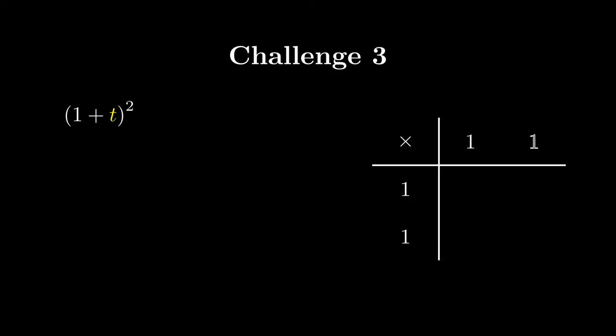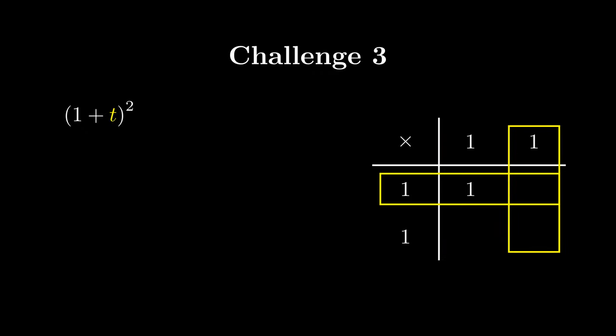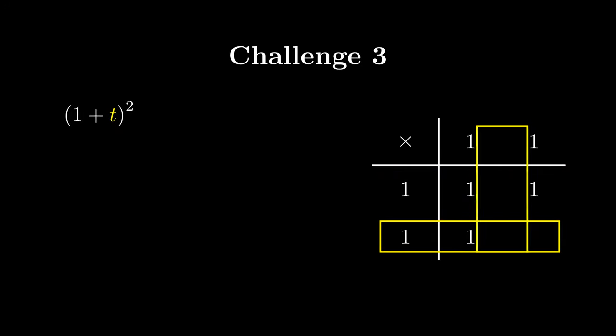We want to find (1 plus t) all squared. We can think of both terms as 1 plus 1 times t. This means we can put 1 and 1 on the left and 1 and 1 on the top. Multiplying each row and column gives us 1 in each entry.